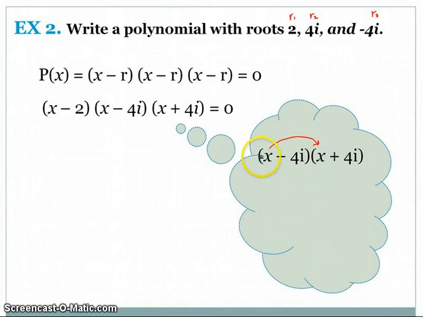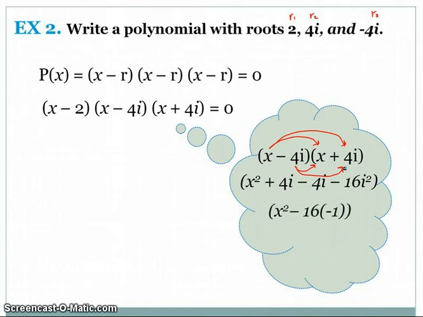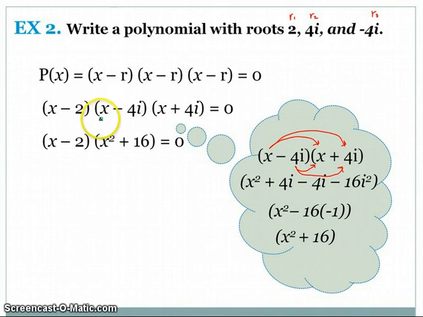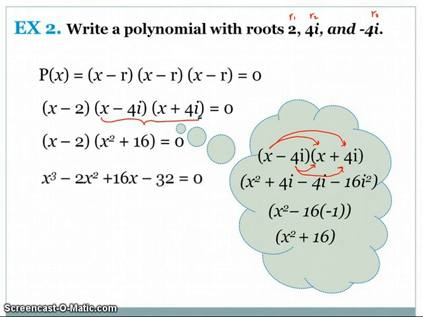Firsts, outsides, insides, lasts. And when I do, I get x squared plus 4i minus 16i squared. I introduced the idea that i squared is negative 1. Remember, we looked at that earlier. And I get x squared plus 16. So I rewrite this as x squared plus 16. Then all I have left to do is multiply it by x minus 2, and I find my polynomial. And that's it.